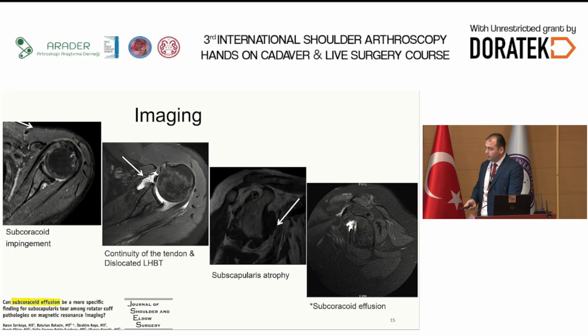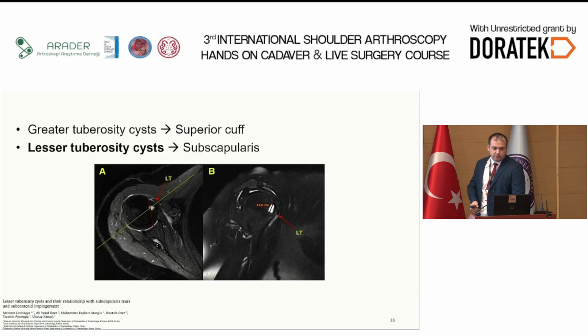But even if we don't see any of these signs, we might see subcoracoid effusion in T2 oblique sagittal sections, and effusion in the superior subscapular recess is a highly sensitive and specific sign of it. Cyst on the lesser tuberosity, lesser tubercle, similar to the cyst we see on the greater tubercle in superior rotator cuff tears. And in the same study, we see that there is no relation between these cysts and decreased coracohumeral distance.